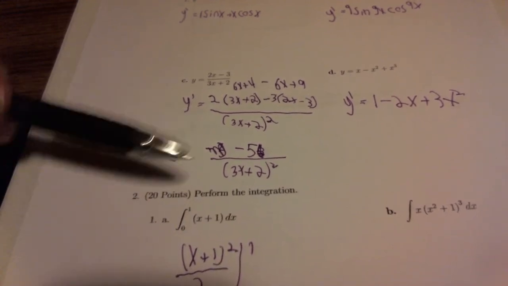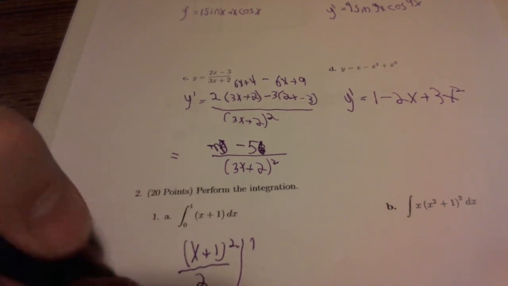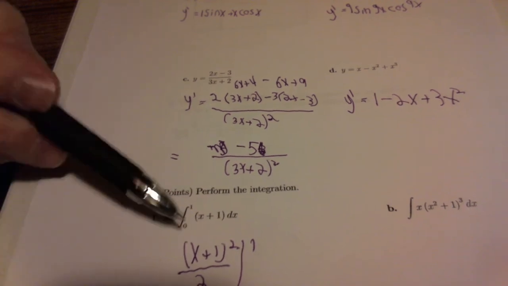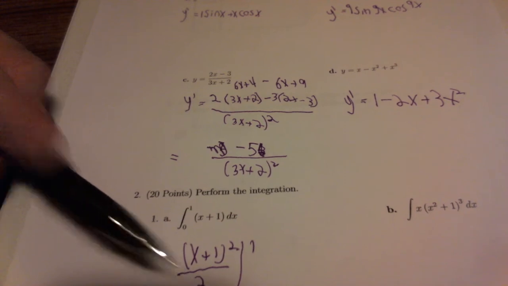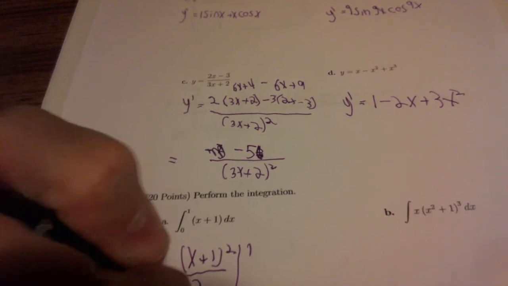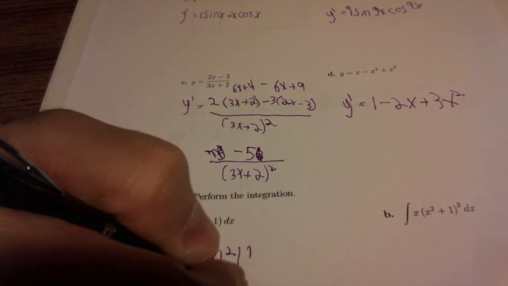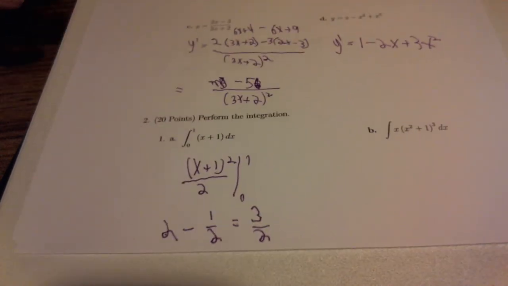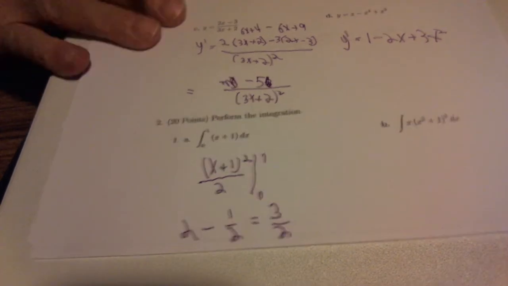So the final answer is going to be, put a 1 in there. That's 2 squared is 4. 4 divided by 2 is 2. Minus, now put in the 0. 1 squared is 1 over 2. That's 2 minus 1/2. So the final answer is 3/2. There we go. That's okay. Next one.